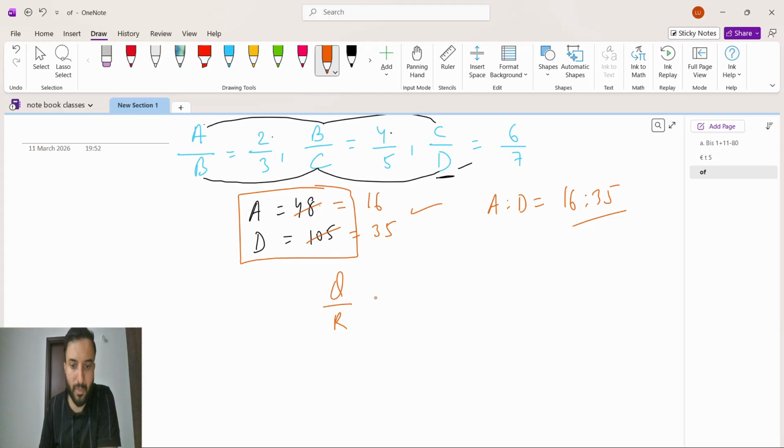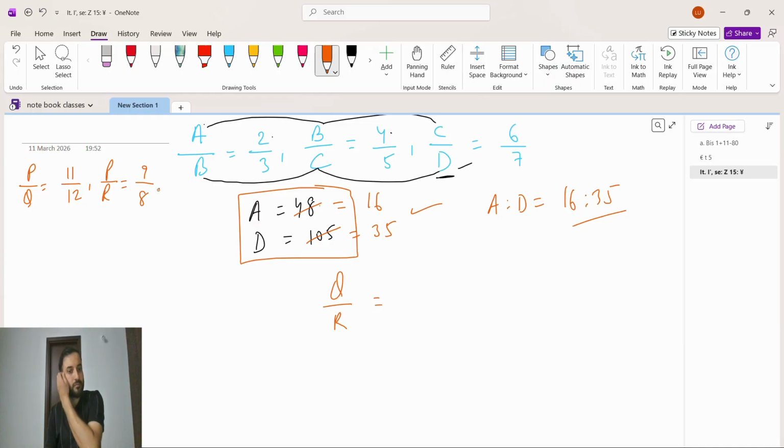Very simple thing. Q by R means first ratio they had given P by Q. So P and Q is 11 by 12. Another ratio they had given P by R, which is 9 by 8. Correct. Guys, what do we have to find? We have to find the ratio of Q and R. Q and R is nothing but Q by R.